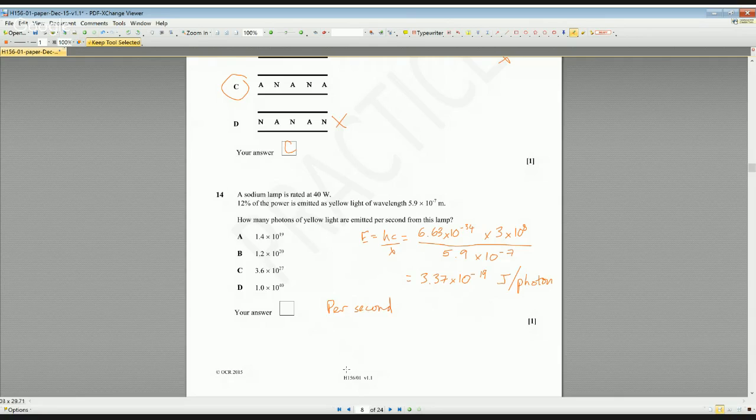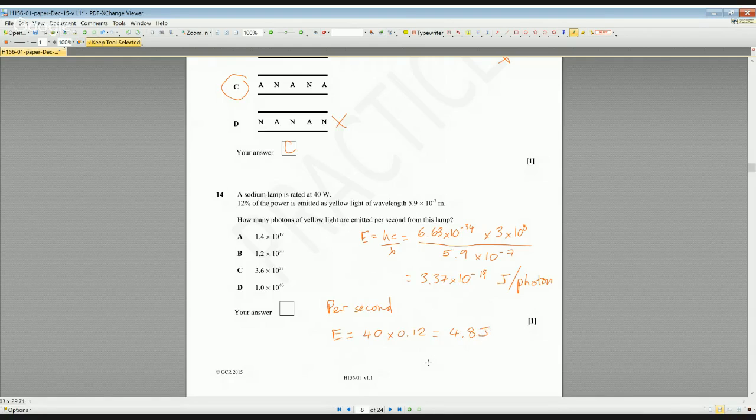Because the power is 40 watts, in 1 second, that means the energy is 40 joules. And we need to multiply that by 12%, by 0.12 of that energy that is actually being emitted as the yellow light that we're interested in, because only 12% is being emitted as yellow light, which means that our energy here is actually 4.8 joules.